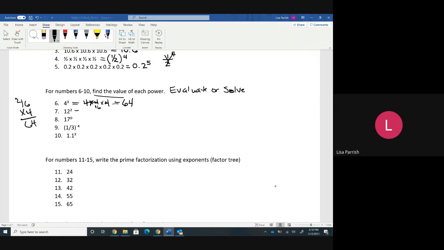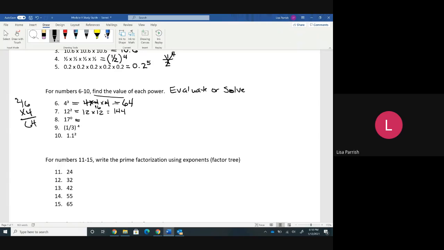Okay, so for the next one, 12 to the 2nd power, that would be 12 times 12, which is, if you know your 12s, that's 144. Okay, so this is how you're solving these and showing your work. Okay, expanded form. Now, this one's a little different. 17 to the 0 power.